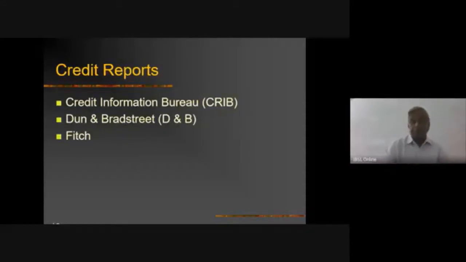Now the credit reports. Credit report. This is a very valuable report. This gives very valuable information. Credit Information Bureau, CRIB report. Now the bank managers, through the system, have been given a password. So when a customer makes an application for a loan, the bank manager can call for the CRIB report through the system. The CRIB report gives very, very comprehensive information about the customer, about his financial dealings and transactions.